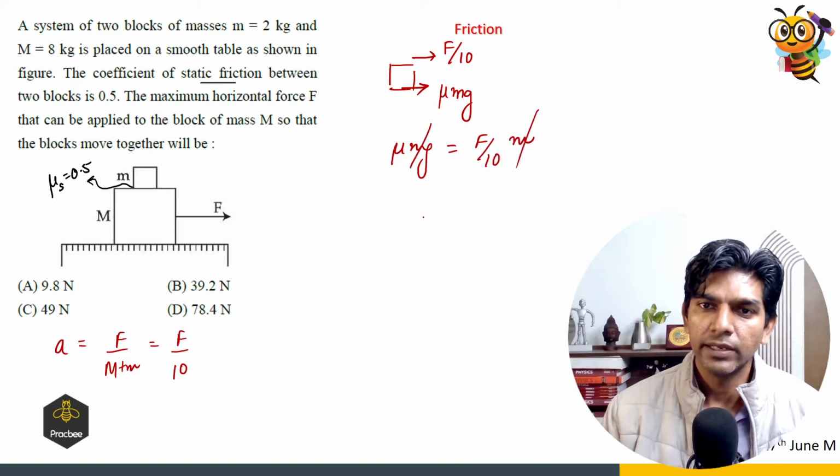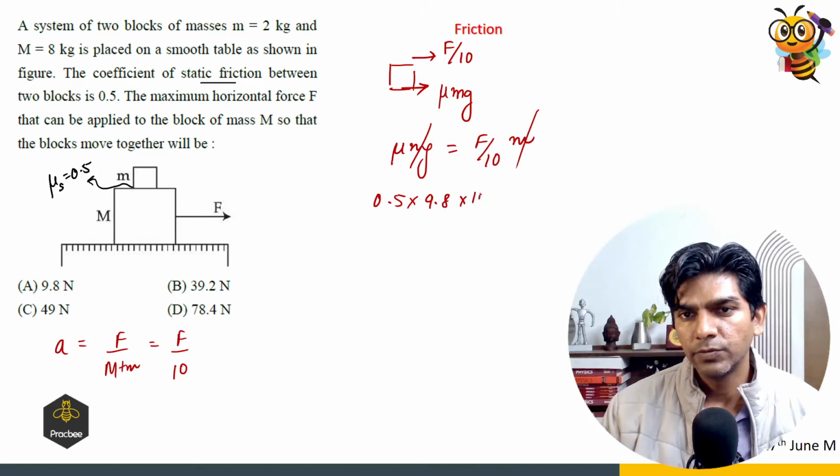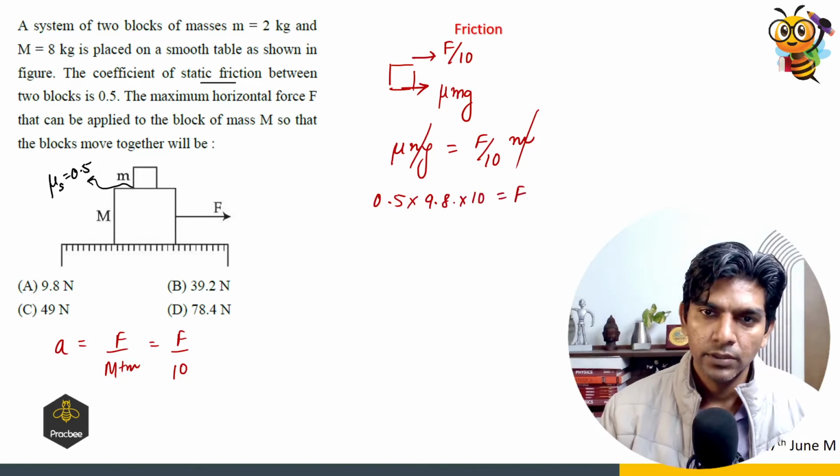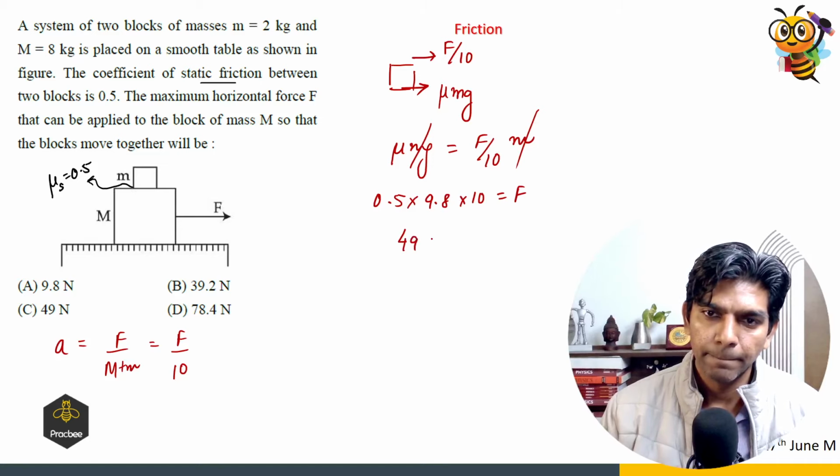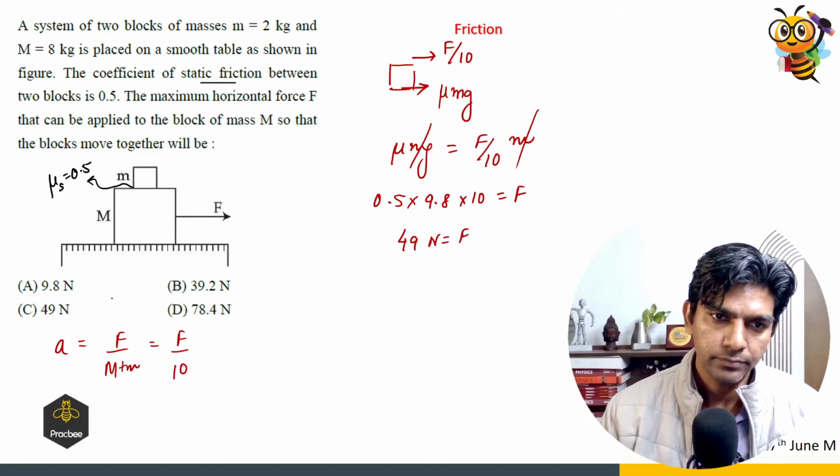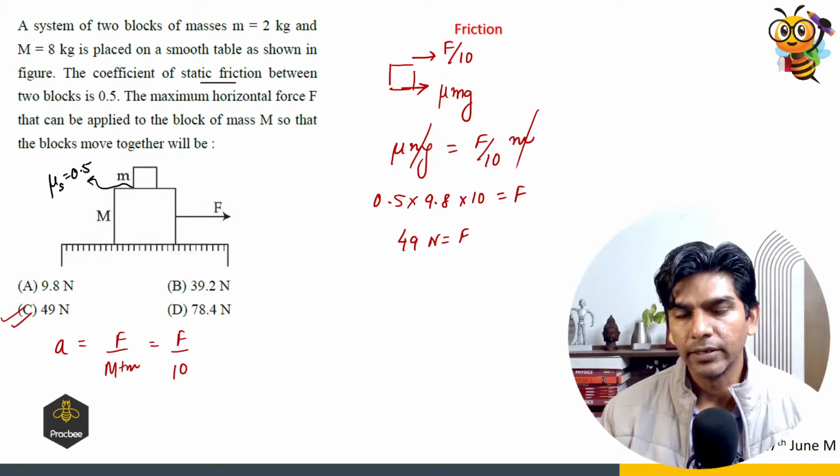So small m will get cancelled out. Mu is given as 0.5, g I am taking as 9.8, and multiplying this with 10 will give us the force. So it comes out to be 49 Newton. So option C is the right answer.